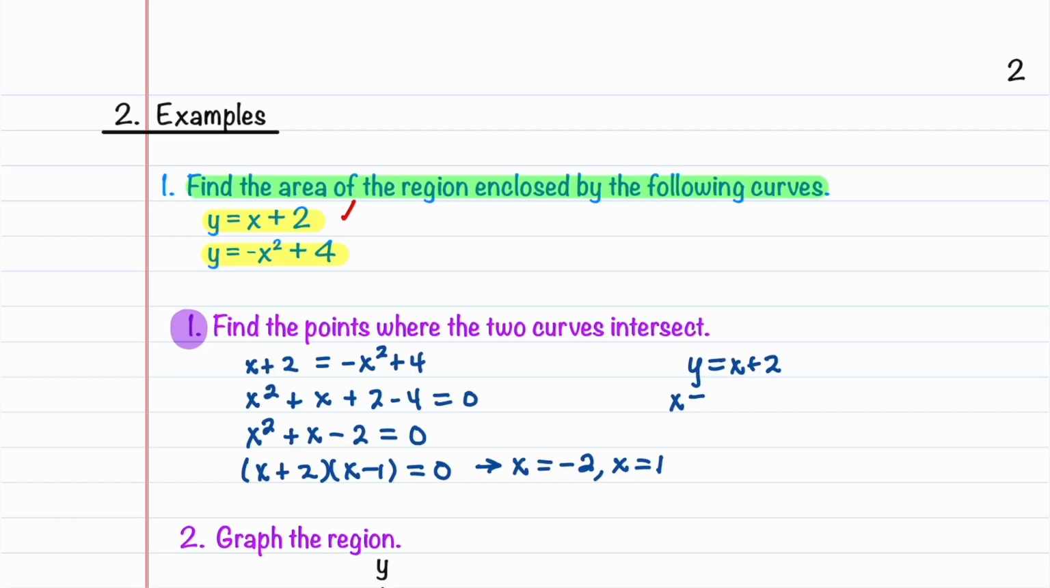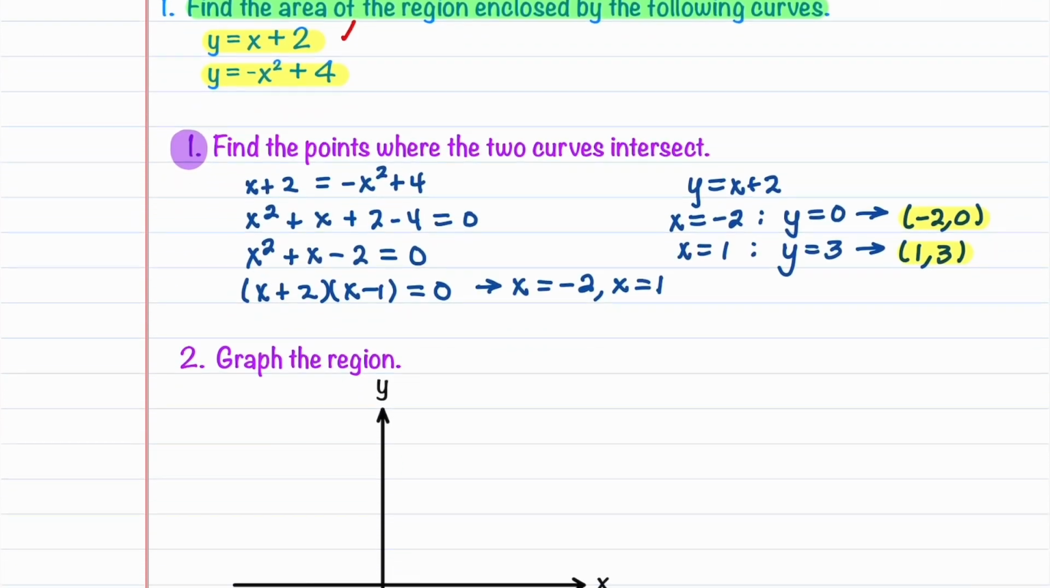When we have x is equal to minus 2, y then is equal to 0, and we get the point minus 2, 0. And then when x is equal to 1, y is equal to 3, and we get the point 1, 3. Let's go ahead and highlight these because we are going to need to plot those in our next step.